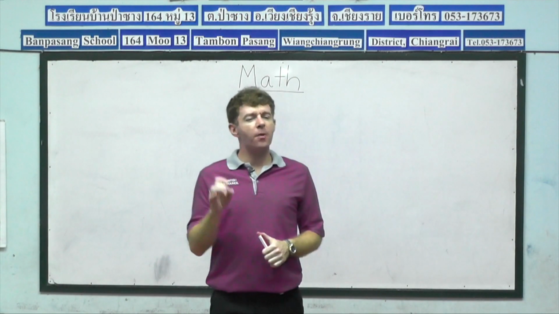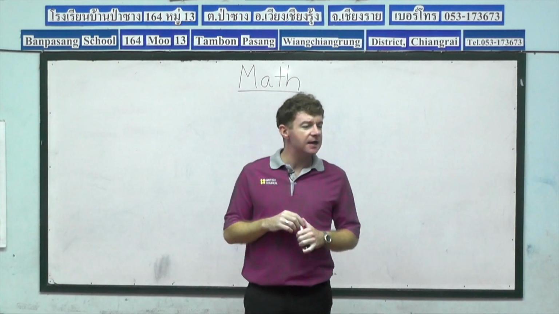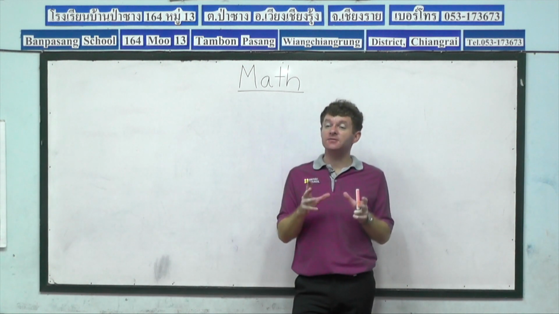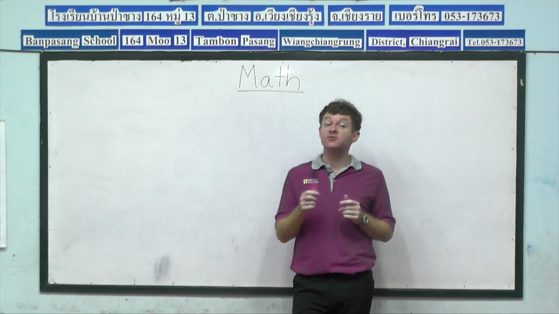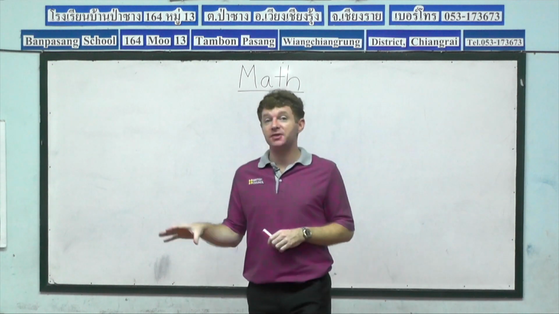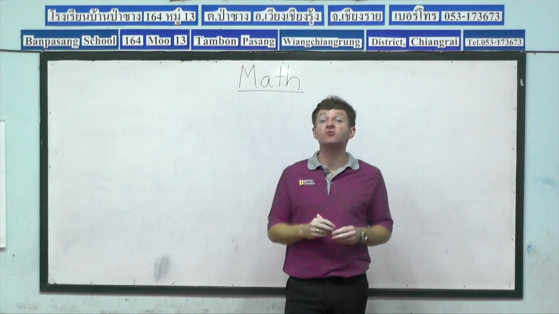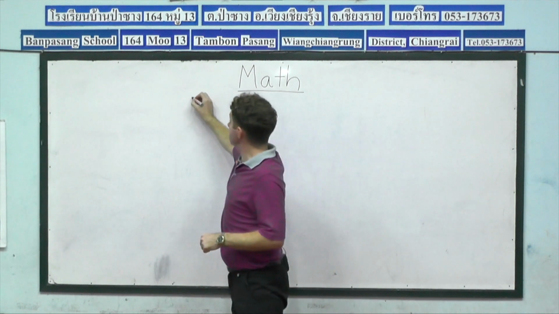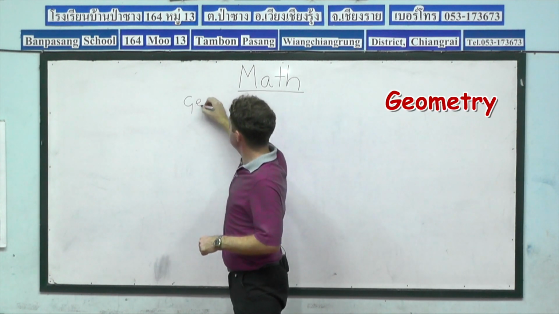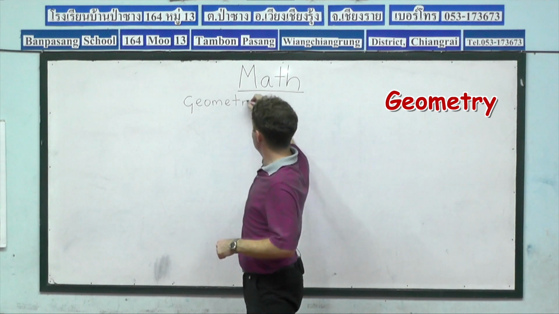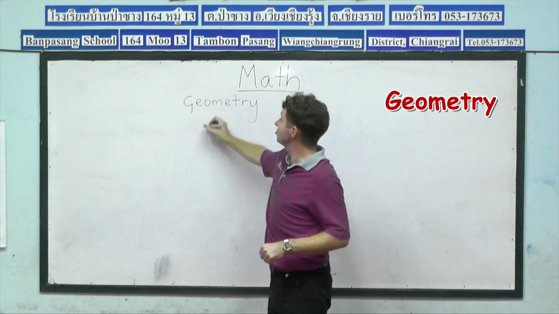Very good. So can anybody tell me what part of mathematics have we been learning about recently? What types of shapes, lines, and things we call beginning with G? Excellent, guys. Yes, recently in math class, we've been learning about geometry. So let's write that word on the board. G-E-O-M-E-T-R-Y. Geometry.